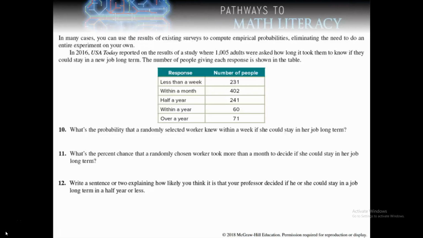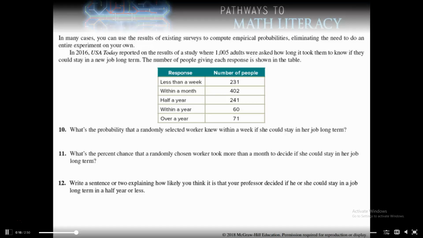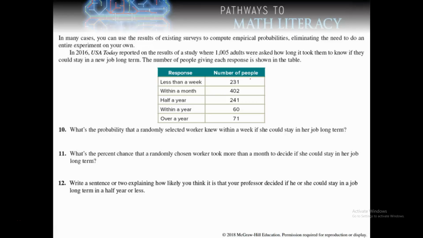Here we're looking at the results of a study. 1,005 adults were asked how long it took them to know if they could stay in a new job long term. So in 10, what's the probability that a randomly selected worker knew within a week if she could stay in her job long term? So less than a week, that was 231 people out of the 1,005 that were surveyed. So 231 over 1,005, and that gives us a probability of about 0.23.